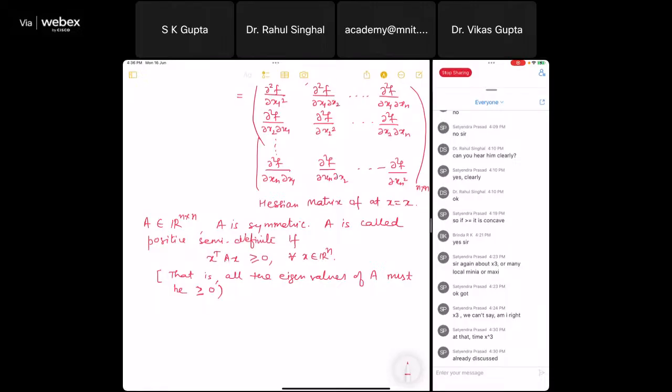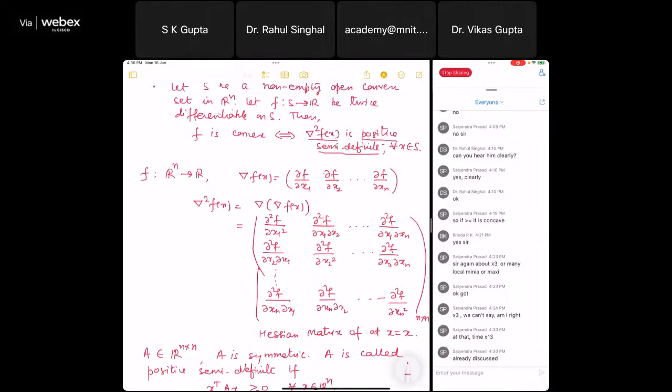So now if you have a function of 2 variables or 3 variables or 4 variables, and you want to see whether the given function is convex or not, you can find the Hessian matrix and find all the eigenvalues of the Hessian matrix. If all the eigenvalues are greater than or equal to 0, then we can say that it's a convex function. Because eigenvalues greater than or equal to 0 means positive semi-definite, and by this property we can say that the given function is a convex function. Right? Is it clear?